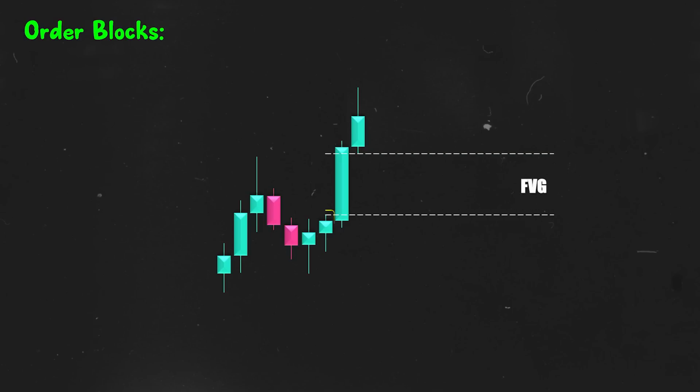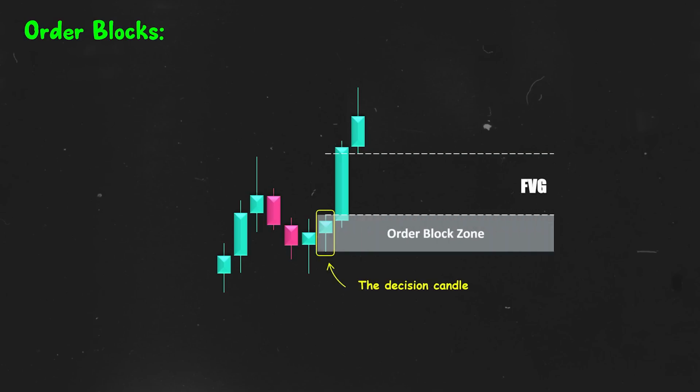We identify the first candle that caused a fair value gap area on the chart as the order block zone. This is because we believe the decision behind the strong move originated somewhere within this zone. When the price eventually returns to this area, there's a higher probability it will react. However, this reaction depends on whether unfilled orders still remain within that zone.